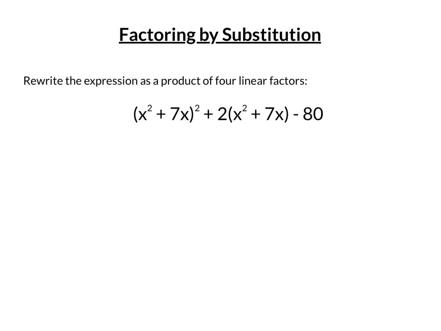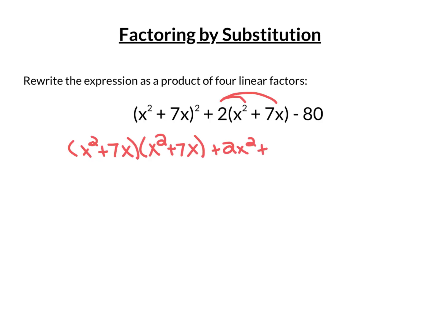All right, but anyway, if I were to take a look at this, in my mind, the first thing I would probably do is say, all right, I have a square here, right? So let me write this out twice. So I'm going to write x squared plus 7x times x squared plus 7x. And again, you're not writing this yet. You're just going to watch for a minute. Okay, and then if I distribute the 2, it'll give me plus 2x squared plus 14x. And then I'll bring down the minus 80.